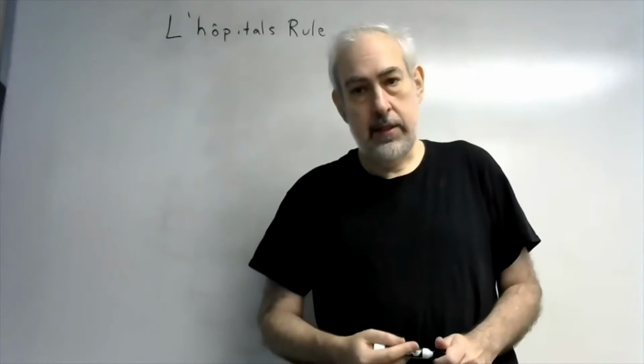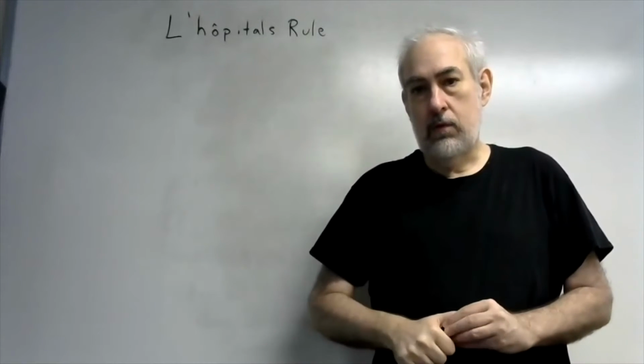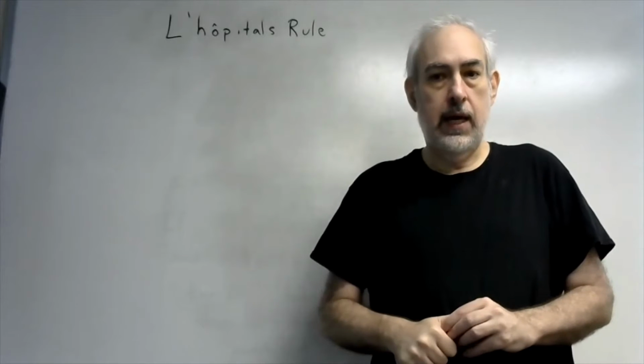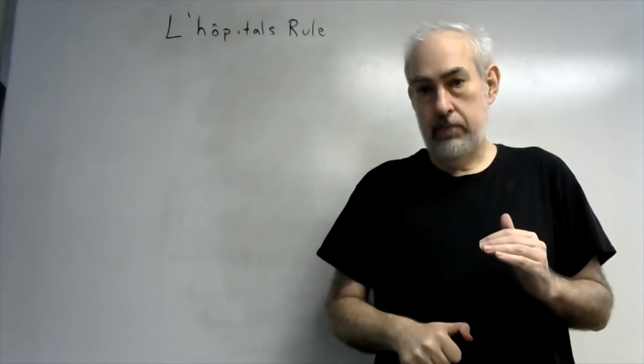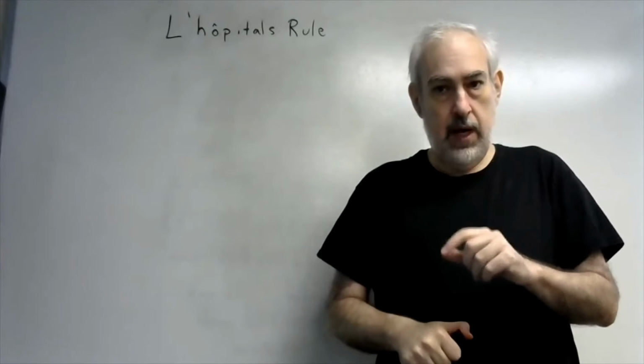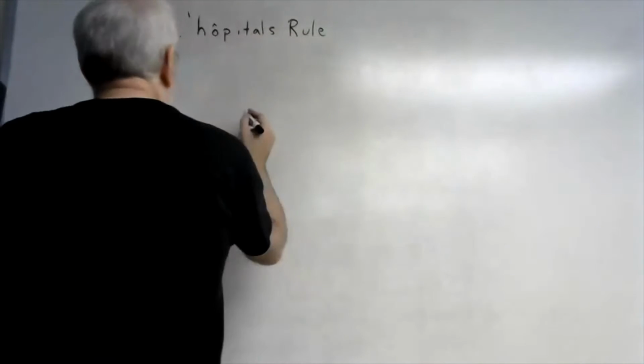Hello again. Today we're going to be talking about L'Hôpital's Rule. L'Hôpital's Rule is going to be used whenever we're trying to find a limit where the limit is a fraction, but the numerator and denominator are both going to 0. Okay, so let's write this formally.